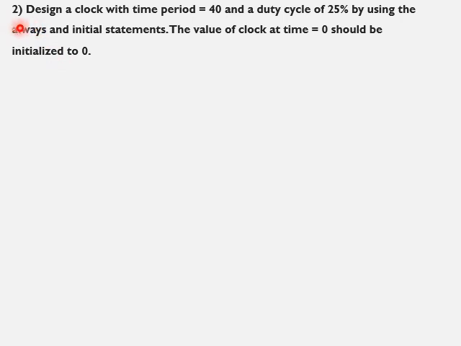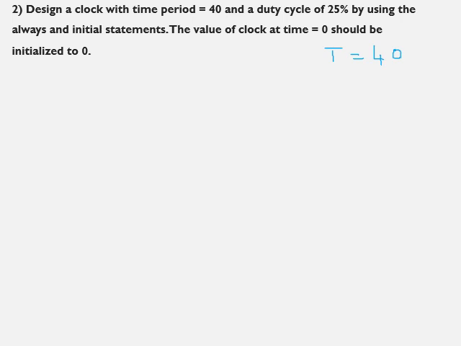Second question: design a clock with a time period equal to 40 and a duty cycle of 25% by using the always and initial statements. The value of clock at time equal to 0 should be initialized to 0. So before going to write the program, we will see the clock. So the time period of the clock is 40 time units.